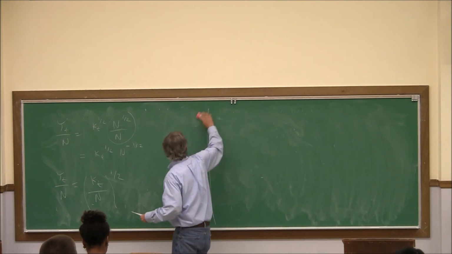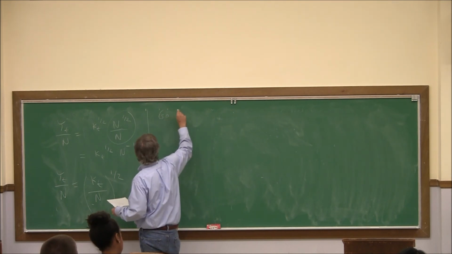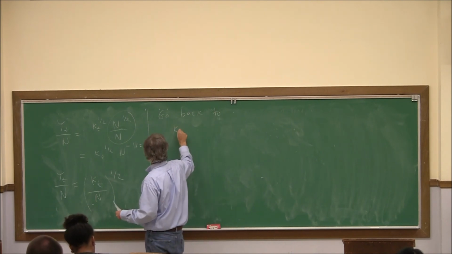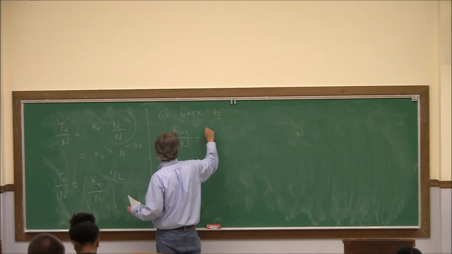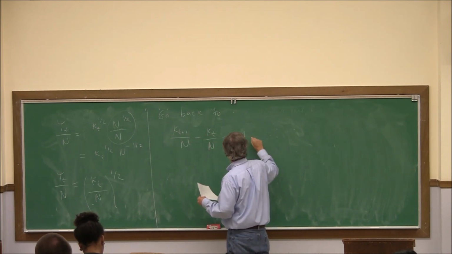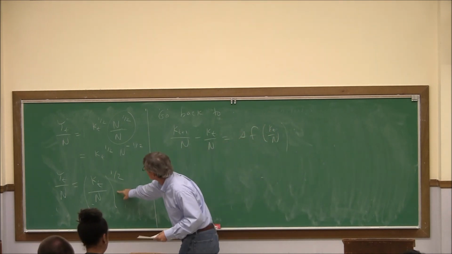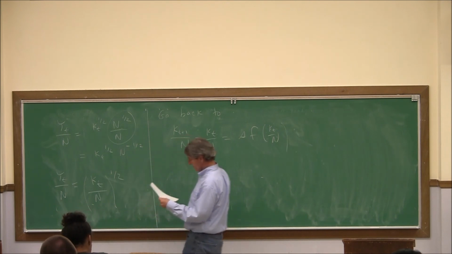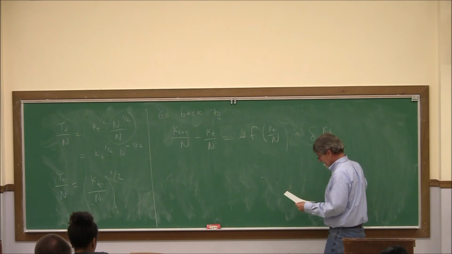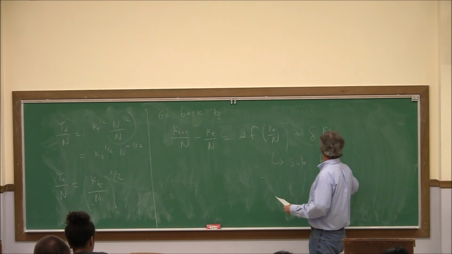So let's go back to our change in the capital stock equation: kt plus 1 over n is s f of kt over n, that's this thing, minus delta kt over n. So we're going to sub here.